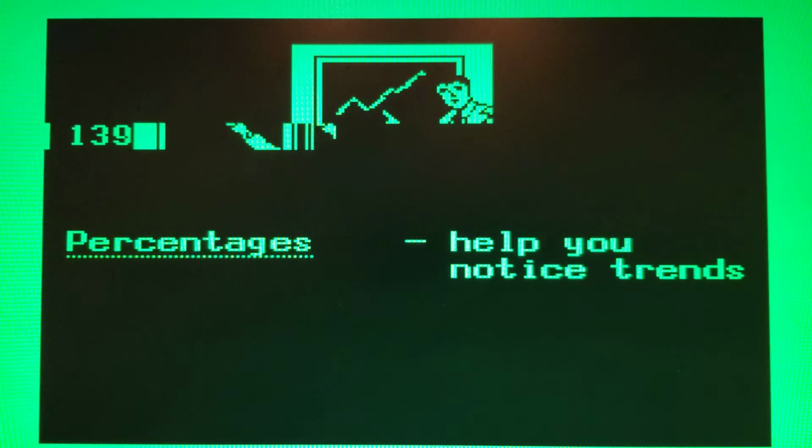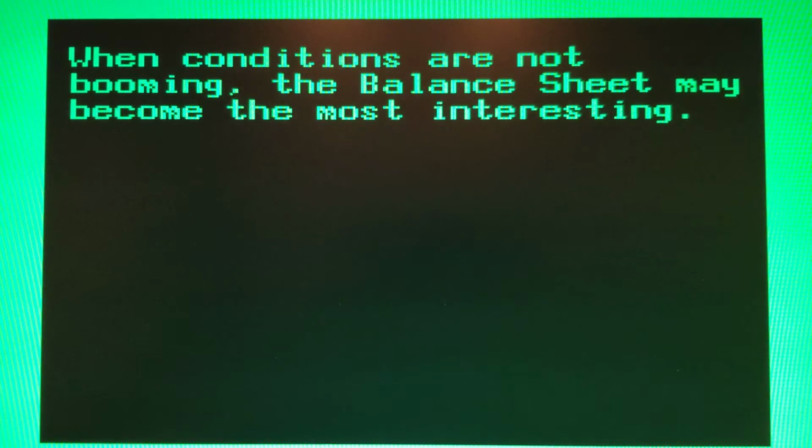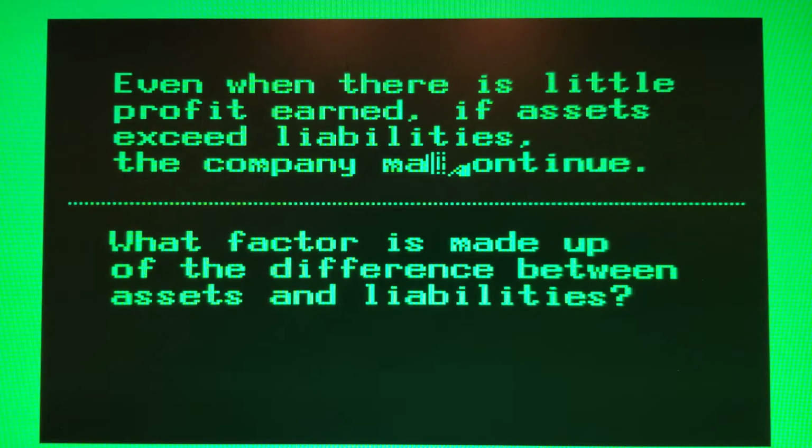Percentages might help you notice trends in costs or expenses. Obviously, the actual dollar costs are important for relatively stable expenses such as rent, utilities, salaries, and supplies, so changes in dollar amounts are also revealing. When economic conditions are not booming, the balance sheet may become the most interesting financial statement about the firm. For even when there is little profit being earned, if assets exceed liabilities substantially, the company can continue in operation. What factor is made up of the difference between assets and liabilities?